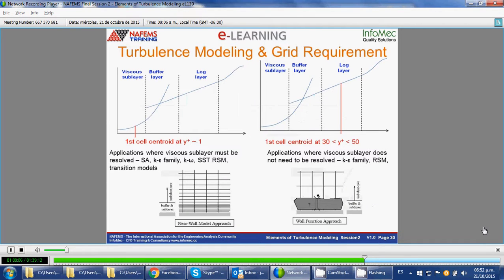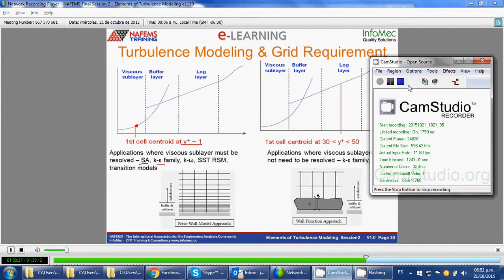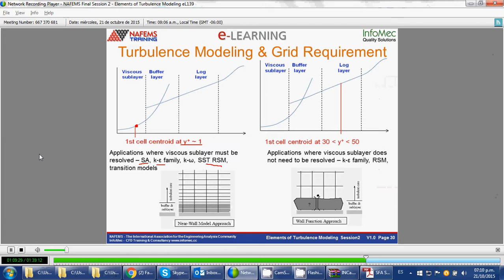So let's take a look at this thing, for example. In terms of wall integration, we said the y plus of the very first point should be close to 1. So in this case, you could use it for a model like K epsilon, K omega, SST. And you have to have a finer grid all the way to the wall.